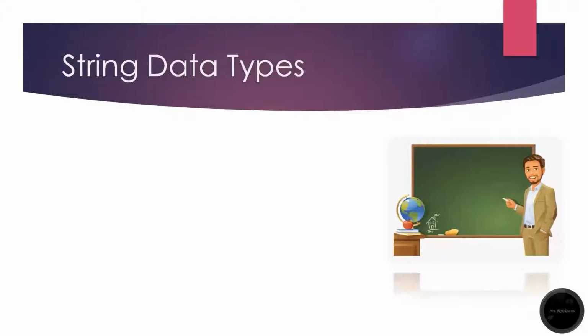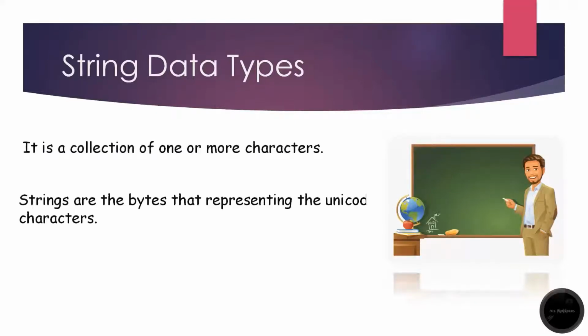So guys, from here I will tell you about the string data types. So what are the string data types? It is a collection of one or more characters. Strings are the bytes that represent the Unicode characters, and there are no character data types here. Guys, in C++ and Java we have the character data type, but in Python we don't have any character data type. We have the string data type, and we can represent the string by using single quotes, double quotes, and triple quotes.